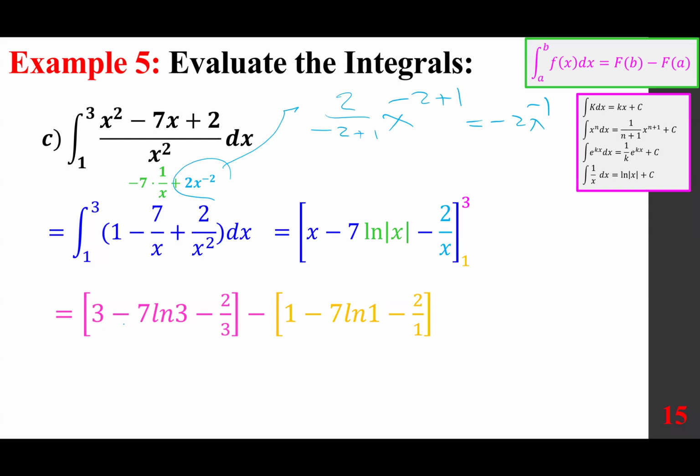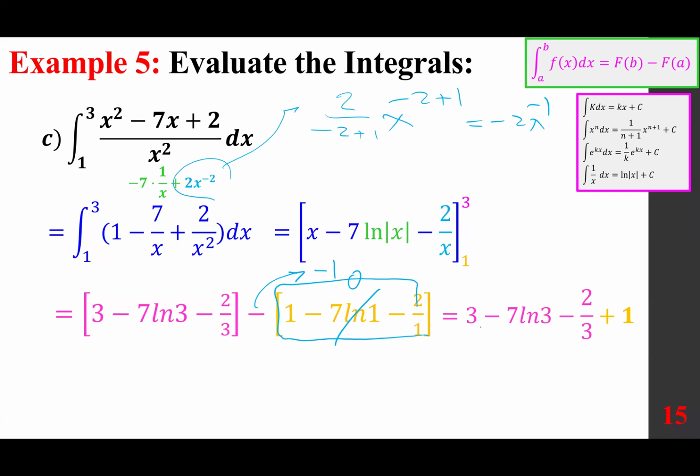So we have 3 minus 7 ln 3 minus 2/3. ln 1 is 0. So this one is 1 minus 2, which makes it minus 1. And now it's plus 1. So we write the first one unchanged, and the second bracket changes to plus 1.